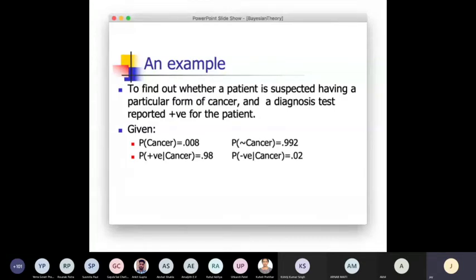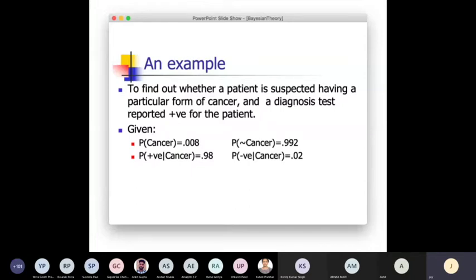And then there are, suppose, two classes now. One is the cancer class, another is the non-cancer class. That means you consider the subject suffering from cancer, and then you consider, if you carry out the diagnostic test, what is the probability that the diagnostic test will report positive?